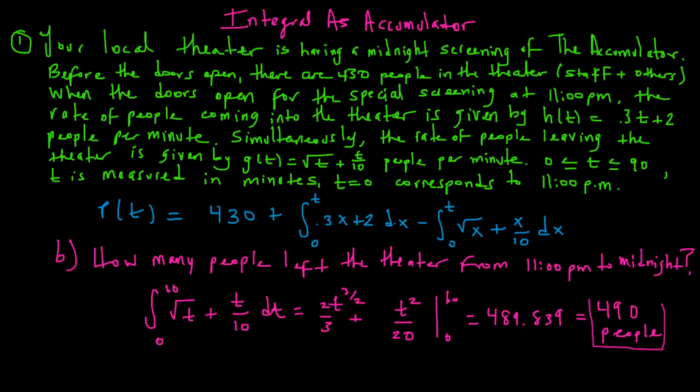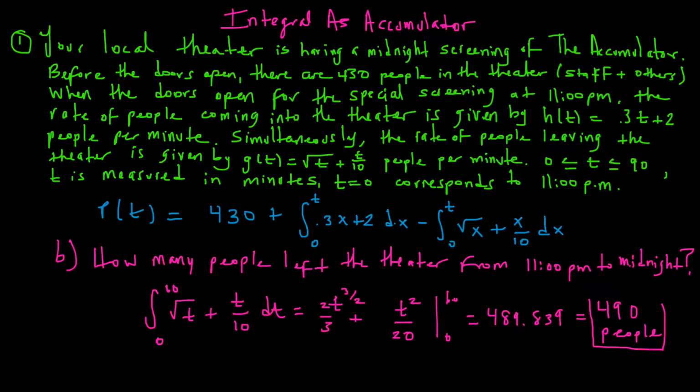Now you should always check for the reasonableness of your solution. In the context of the story, is that something you would expect, 490 people? Well, we had originally 430 people in the theater, so how is it that more people than 430 left the theater in the first hour?